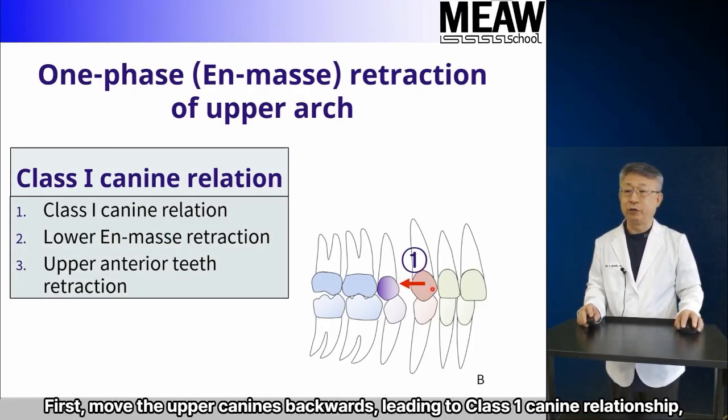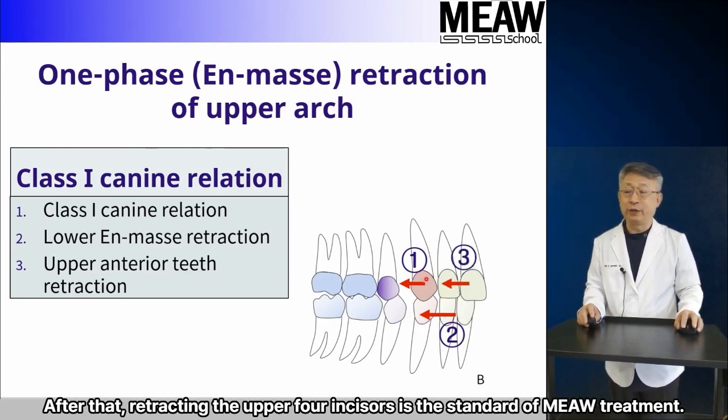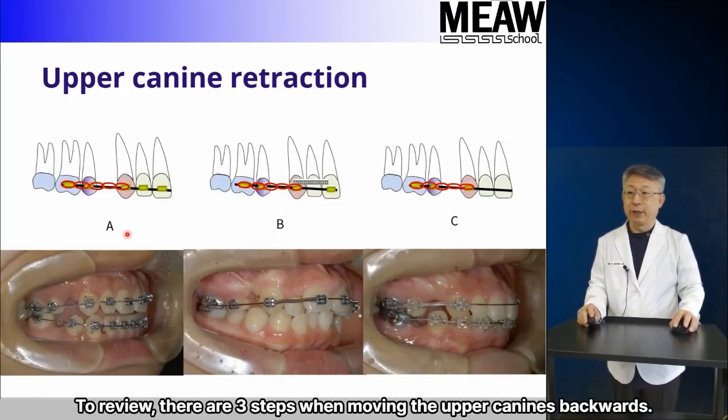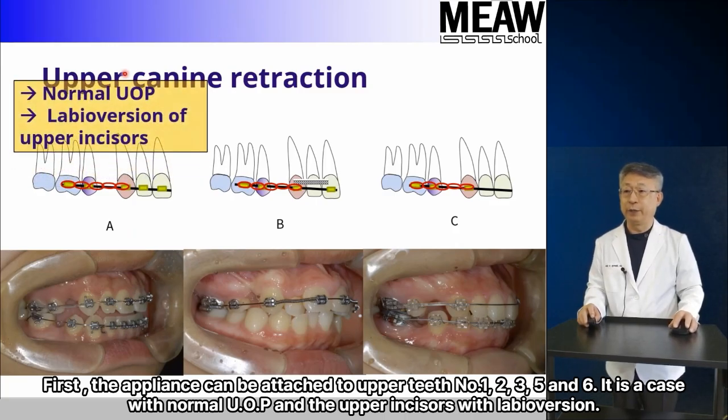First, move the upper canines backwards, leading to class 1 canine relationship. Then perform en masse retraction for the 6 or 8 of the lower anterior teeth. After that, retracting the upper 4 incisors is the standard of MEAW treatment. To review, there are 3 steps when moving the upper canines backwards. First, the appliance can be attached to upper teeth number 1, 2, 3, 5, and 6. It is a case with normal UOP and the upper incisors with labioversion.